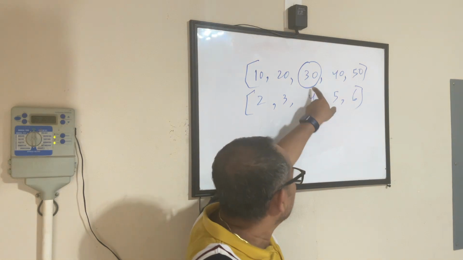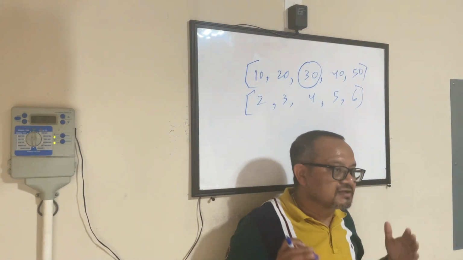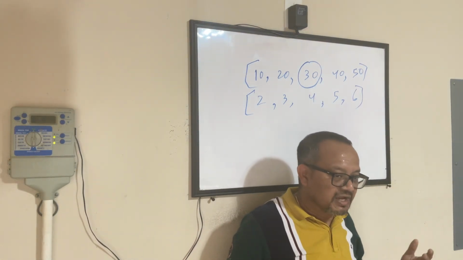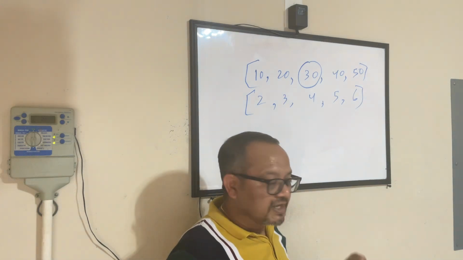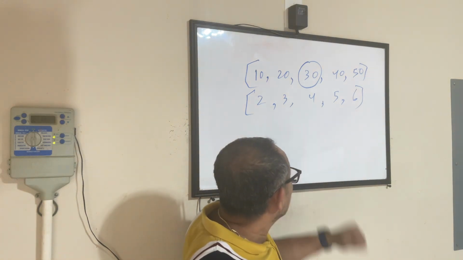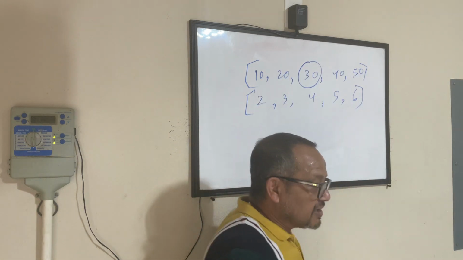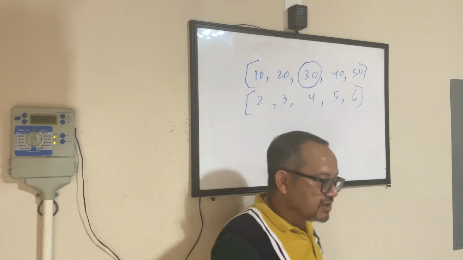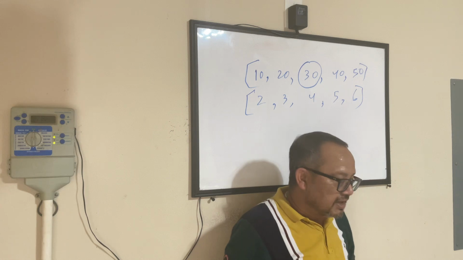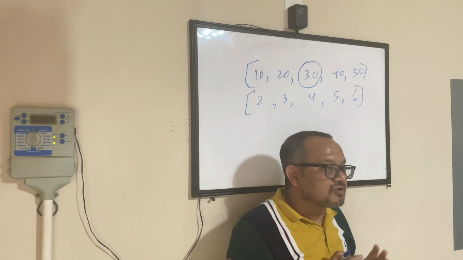Mode is a number that occurs multiple times in a given set. So mode tells you which number has maximum occurrence in the data set that you are looking at. Correct? Now, why do we need to talk about standard deviation?